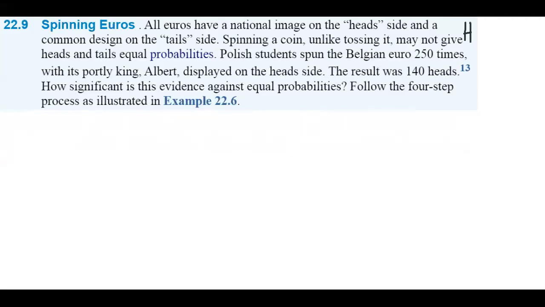So let me write our alternate and our null hypotheses, just so I have them. Not equal to 0.05, which actually means two-tailed for us.